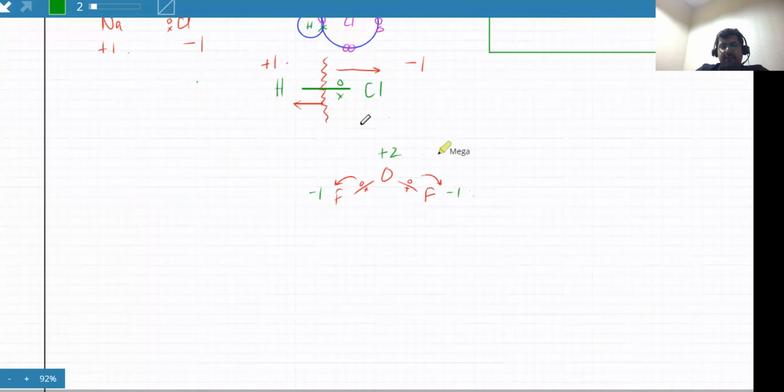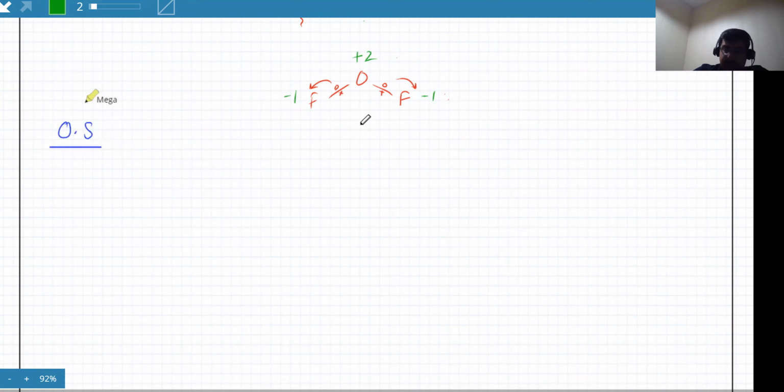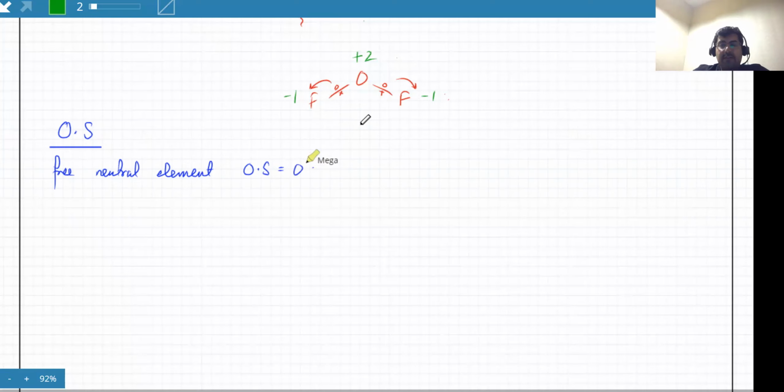So we're going to talk about oxidation states now. Whenever you're confused, look at the electronegativity of elements. But otherwise, there are simple rules that you studied in O levels for oxidation states. The rule was that if you have a free neutral element, the oxidation state is equal to 0. It doesn't have a charge, so that means it neither lost nor gained an electron, so it's 0.